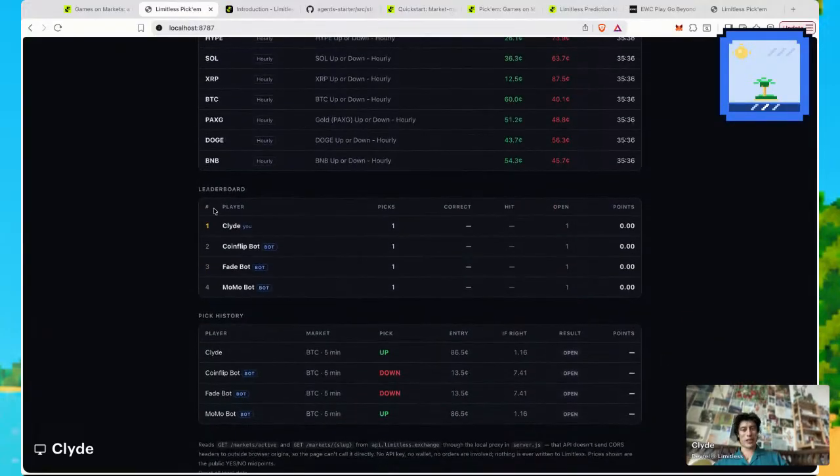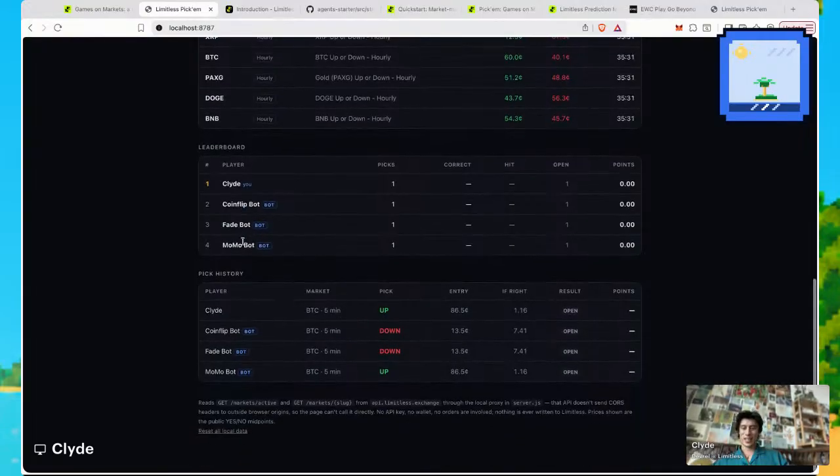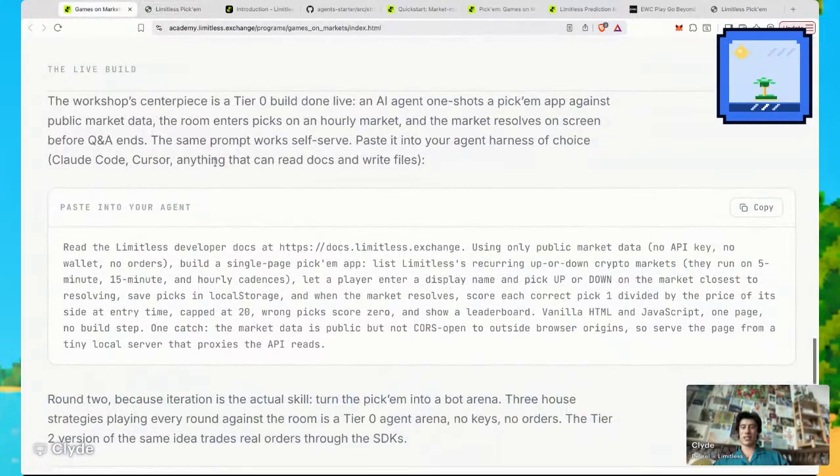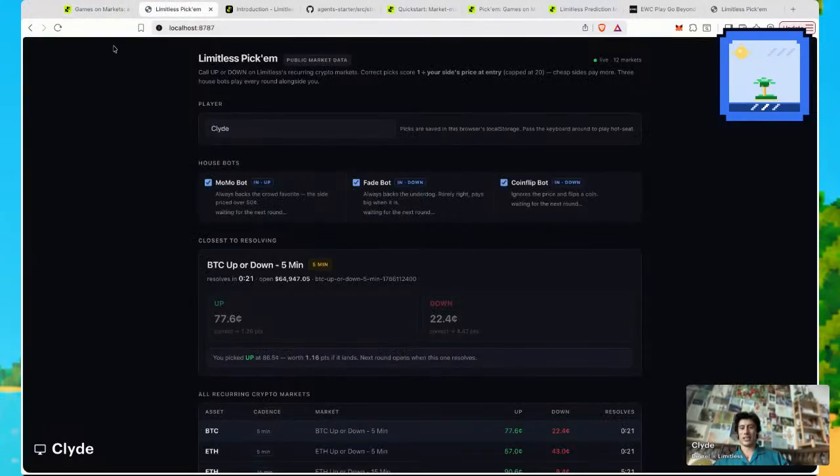So obviously now we've got a leaderboard forming. I'm trying to outperform the Fade bot, MomoBot and CoinFlipBot. They've already taken picks way before me with earlier entries, but that's what that initial prompt is going to get us to. This is all just using public data.